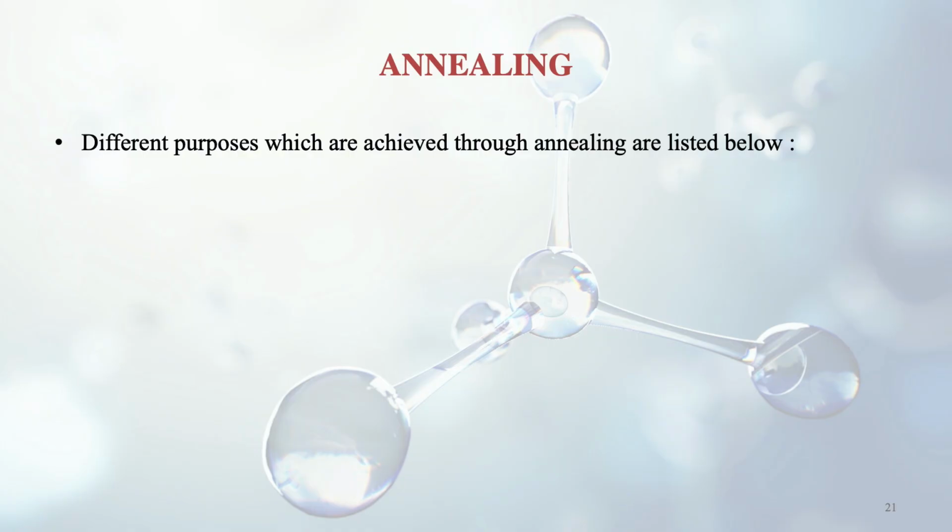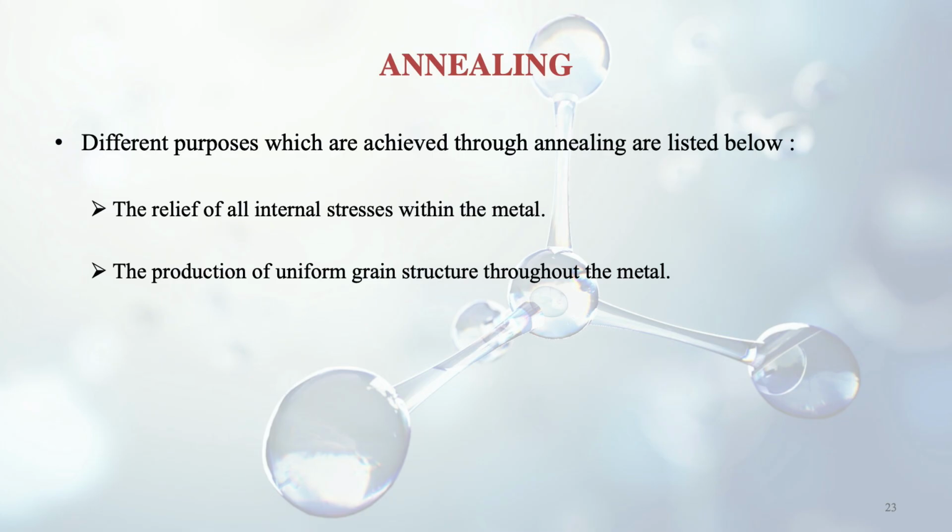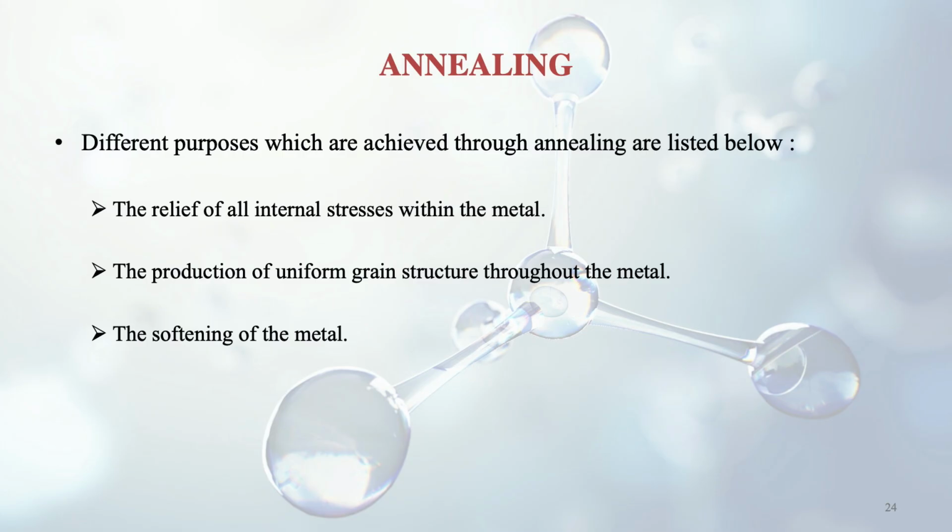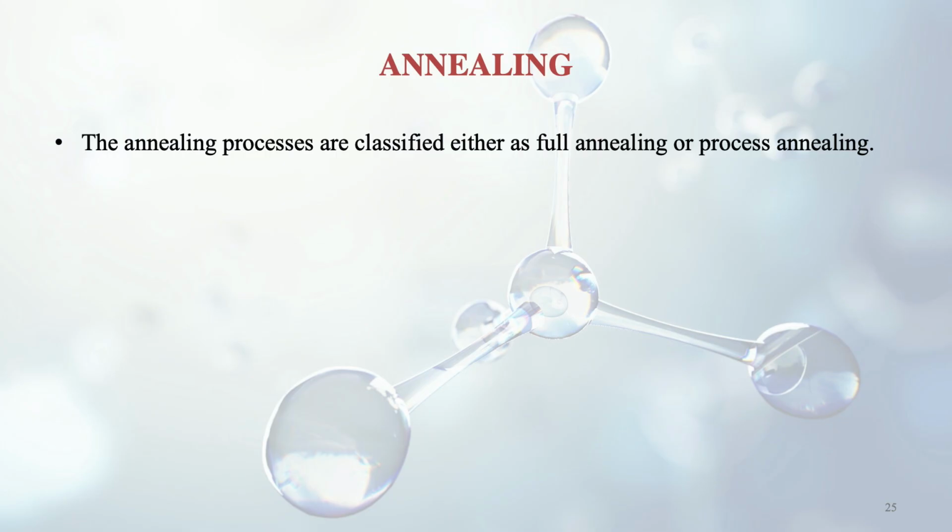So the different purposes which are achieved through annealing, I am now listing for you here. The first one is the relief of internal stresses within the metal. So when we do annealing, the internal stresses are removed. Second is the production of uniform grain structure throughout the metal. So we get a uniform grain structure throughout the metal due to the annealing process. And the third purpose is that softening of the metal takes place. So annealing has these three basic purposes, and it can be further classified as full annealing or process annealing.